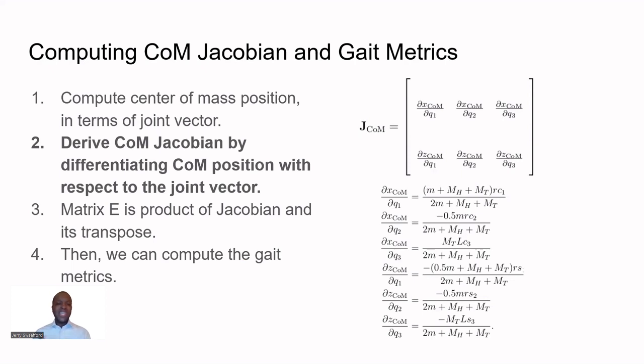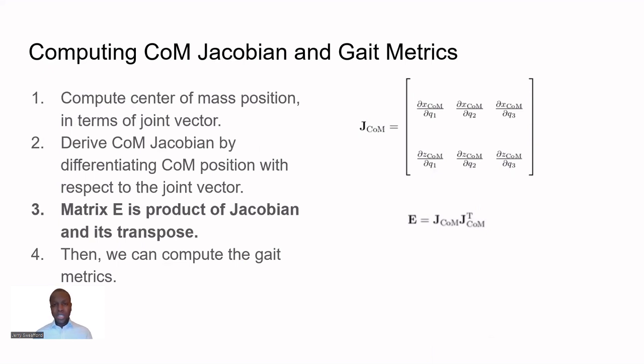Okay, so what we do is we take that center of mass position vector, which is in terms of Q1, Q2, and Q3, and then we differentiate it with respect to the joint angle vector. What that's going to give us is, instead of a 2x1 vector, a 2x3 matrix. That center of mass Jacobian is, as you see here on the screen, something we've done all the derivations for. You can easily come up with that center of mass Jacobian based on Q1, Q2, and Q3, and all of the other parameters. To come up with this matrix E, we simply take the Jacobian and its transpose and multiply them together, and you get a square matrix, a 2x2. The Jacobian is 2x3 in our case, and the transpose of the Jacobian is a 3x2. You multiply a 2x3 matrix by a 3x2 matrix, you get a 2x2 square matrix.